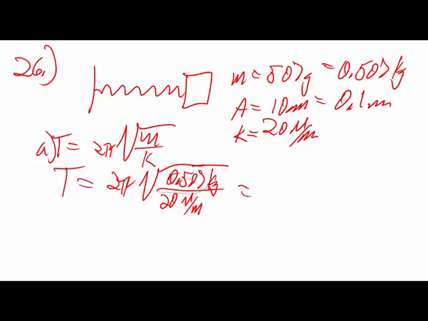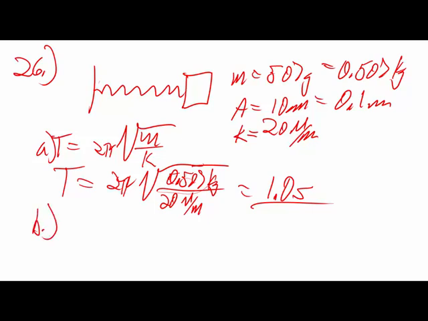So 0.507 divided by 20, and then the square root of that, times 2 times pi, and you should get 1 second. We're just going to say it right there, 1 second. All right, that's A. Now let's look at B.